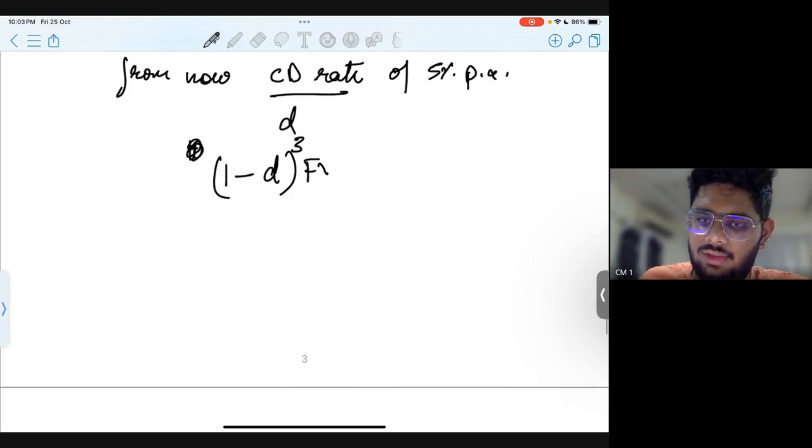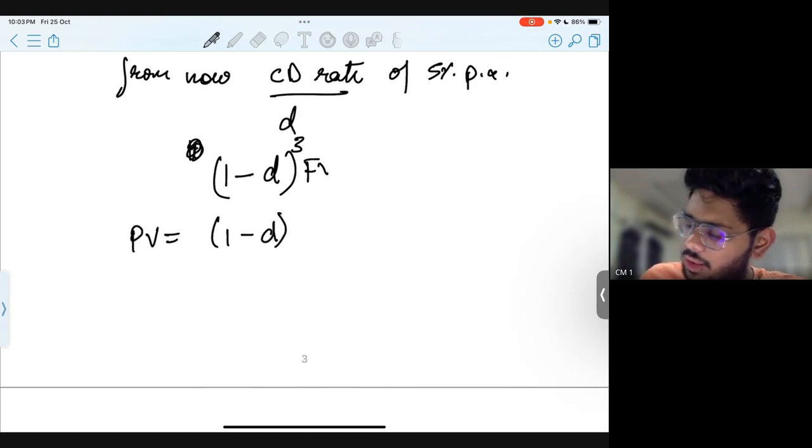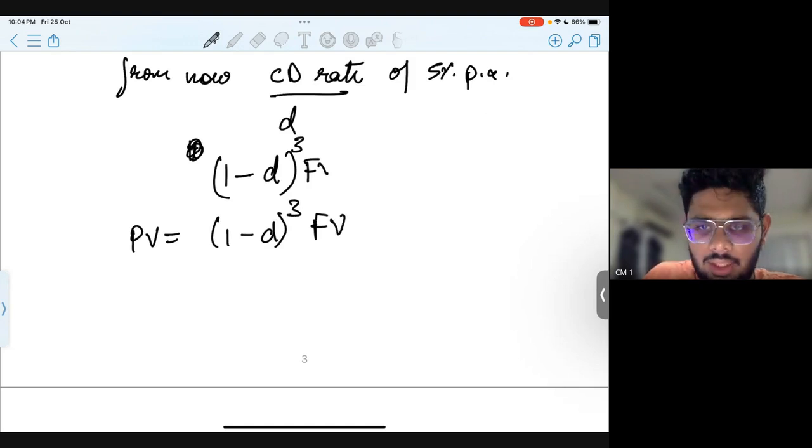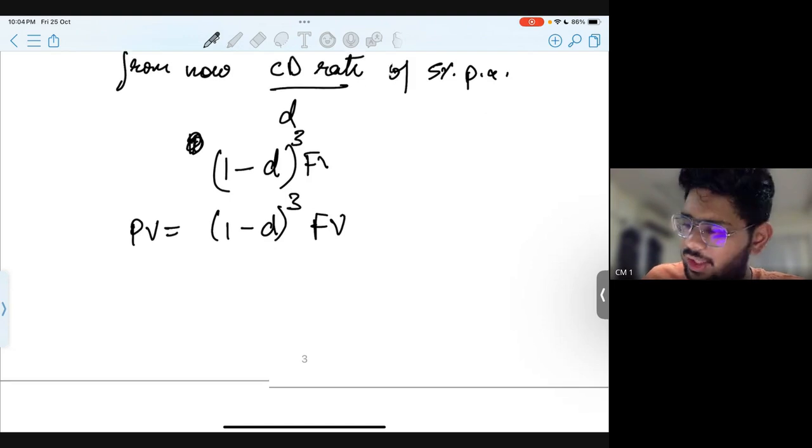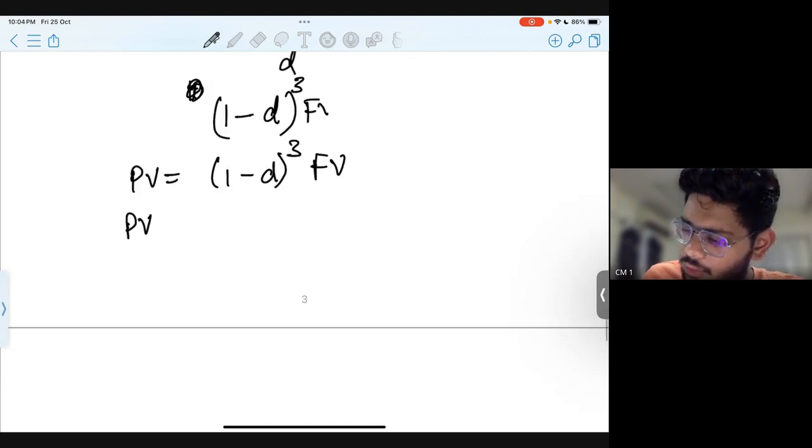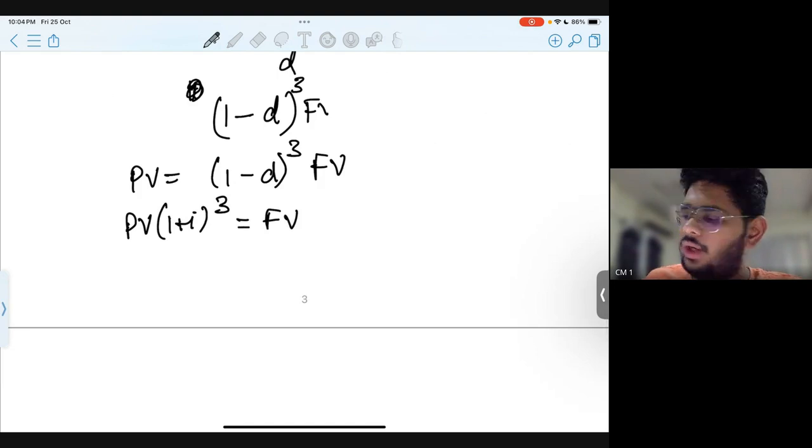The concept is very similar. You discount a future value and you accumulate a present value. So present value is equal to 1 minus d whole power 3 times future value. Okay? With rate of interest, it is present value into 1 plus i whole power 3 is equal to future value. Do you understand?